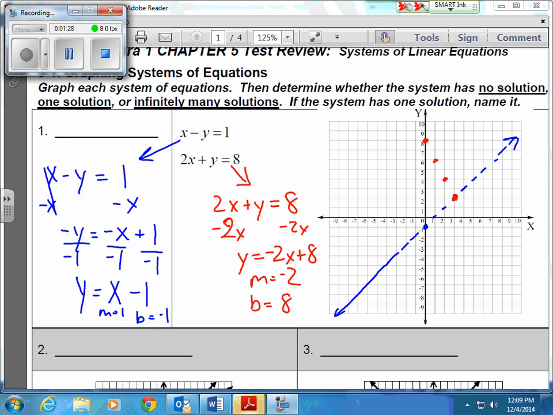And that right there will be my point of intersection. So that'll be the solution to the system of equations. The solution to the system will be the point (3, 2). That's my answer.